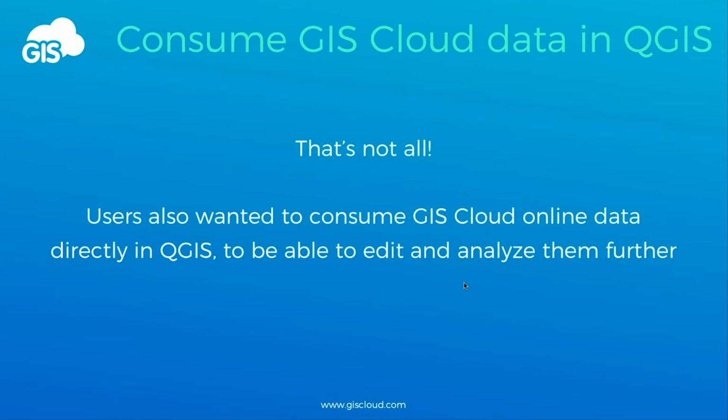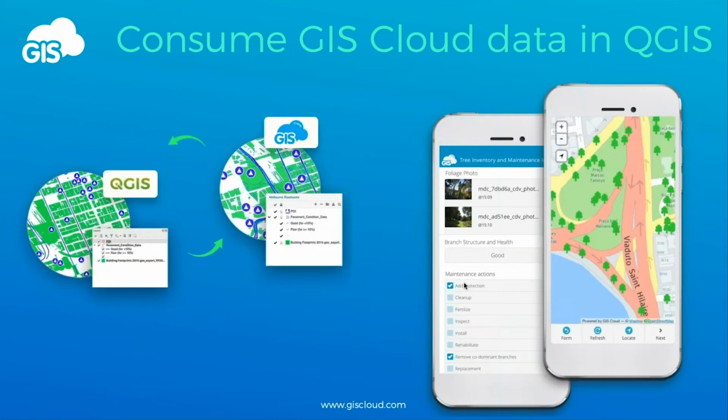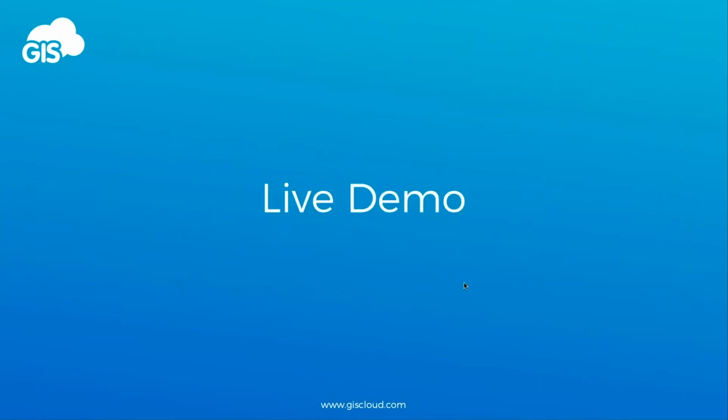After we have implemented all this for publishing maps and data, users said they wanted to consume some GIS Cloud data directly in QGIS. And now you can do all these things. You can collect data directly into QGIS. You can see the collected data in real time appearing in QGIS and in GIS Cloud at the same time. You can edit the data as well. So this is what we'll show you now in our live presentation.